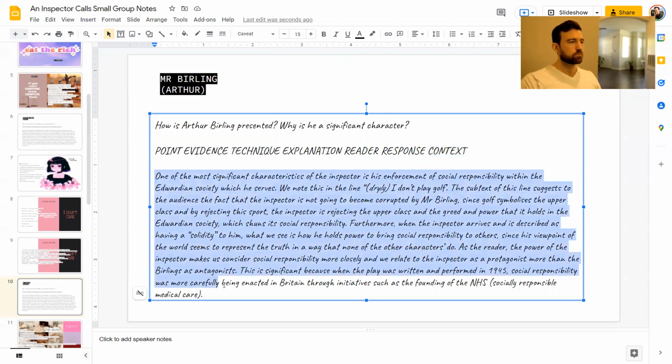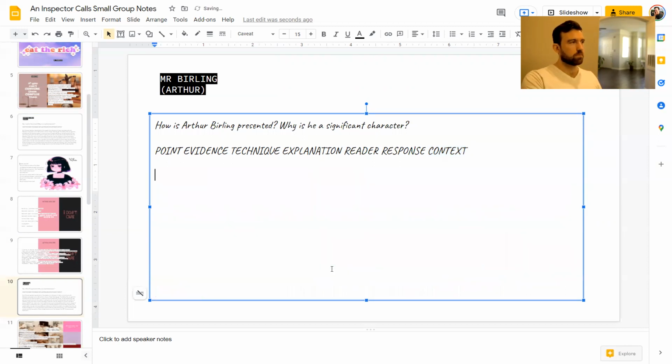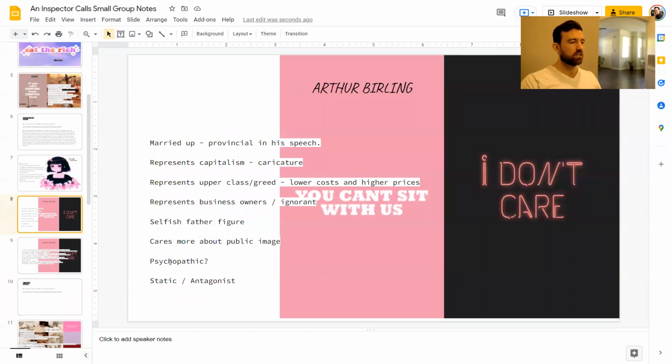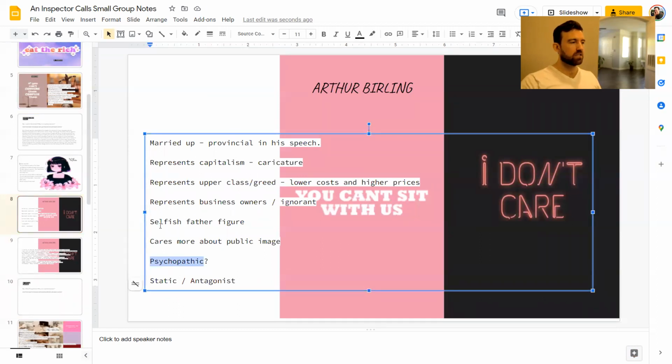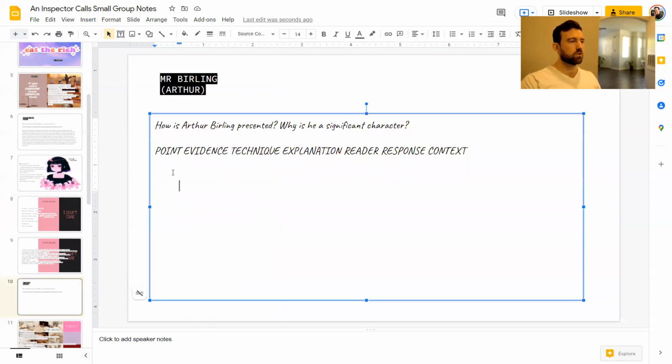Okay, so we're going to get rid of this. That was the inspector one. And we're going to just very quickly, I think we just about have time, go over some ideas of a few different points. So just remember, in terms of points, there's this list here that can help you. Psychopathic, he's presented as psychopathic. He's presented as selfish. He's presented as a caricature of greedy capitalism. He's presented as the antagonist and so on. I'm going to focus on psychopathic because I think that that's a fairly uncommon one. And I think that this would be a good paragraph for you to try and model.